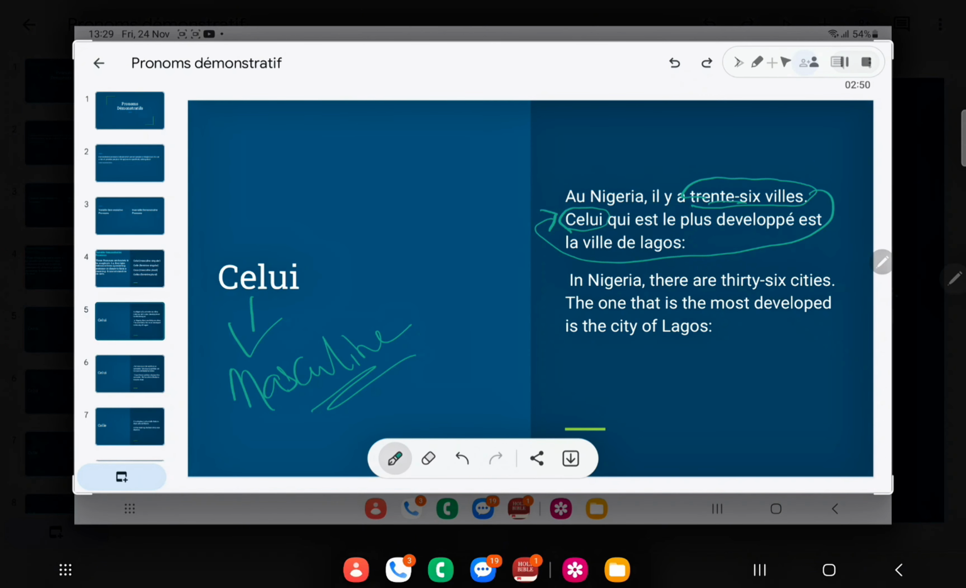So there are two sentences. Au Nigeria, il y a 36 villes. Second sentence, celui qui est le plus développé est la ville de Lagos. 36 villes. Ville is a masculine word. That is why celui is being used. So celui here helps us to immediately understand that the noun that the speaker wants to specifically refer to is the 36 villes. So I could translate this in English like this. In Nigeria, there are 36 states. The one, celui, the one that is the most developed is the city of Lagos.